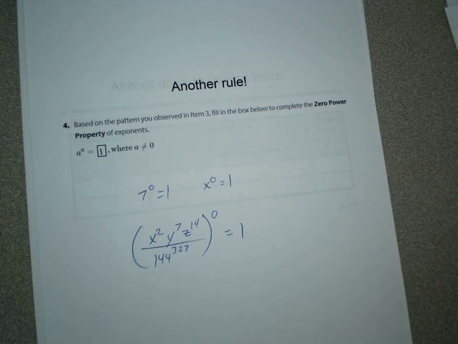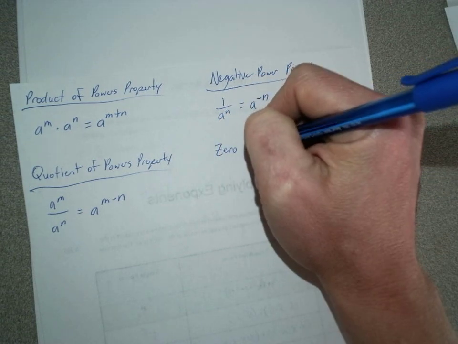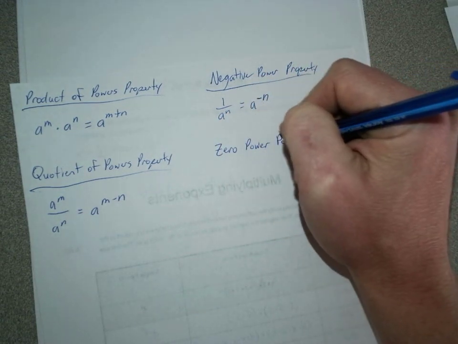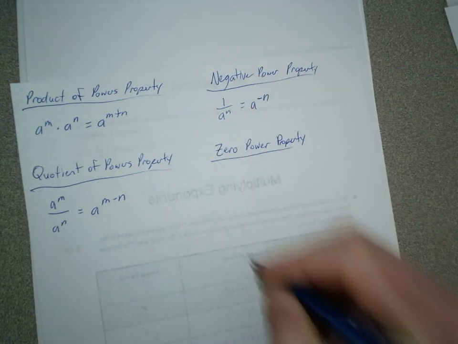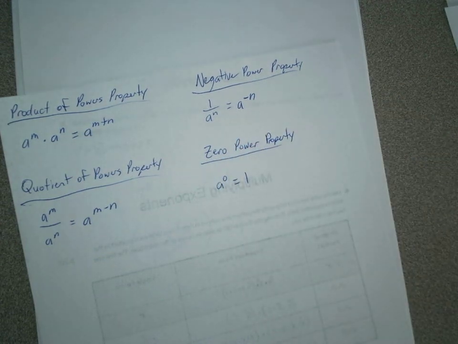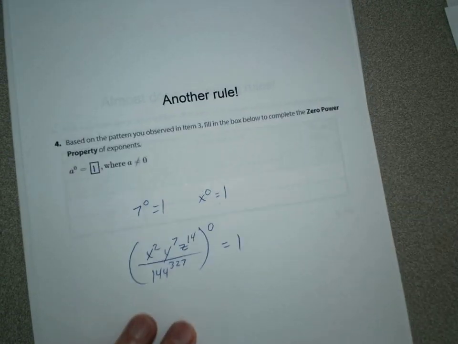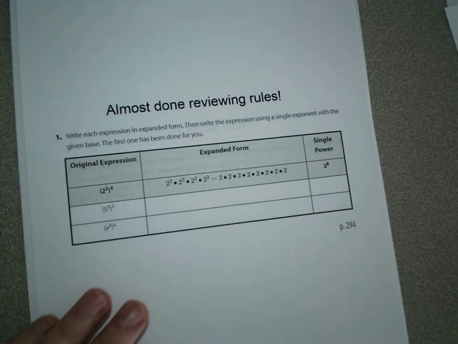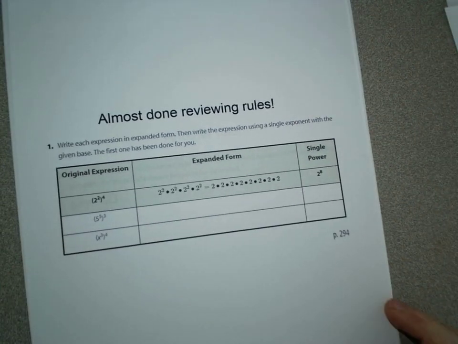So let's add this to our rules. We have the zero power property. Zero power property. If I could spell it would help. Property. And the zero power property says that a to the power of 0 equals 1. Any number to the power of 0 equals 1. All right. Let's try this.